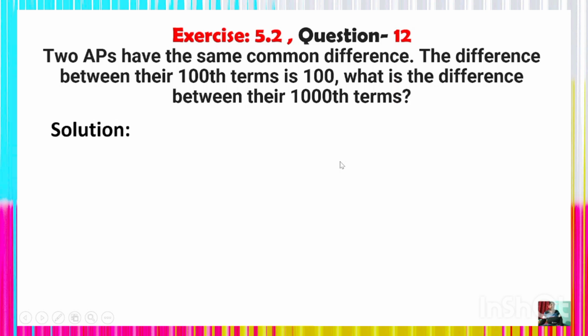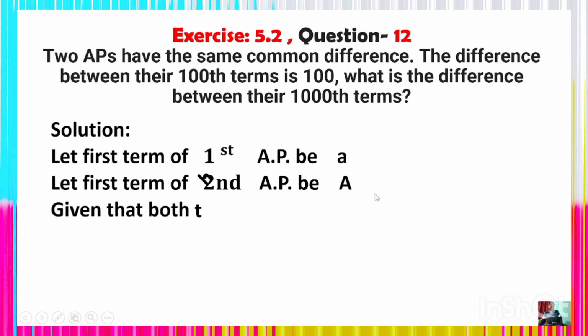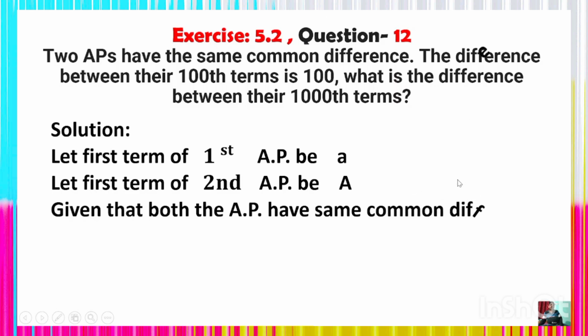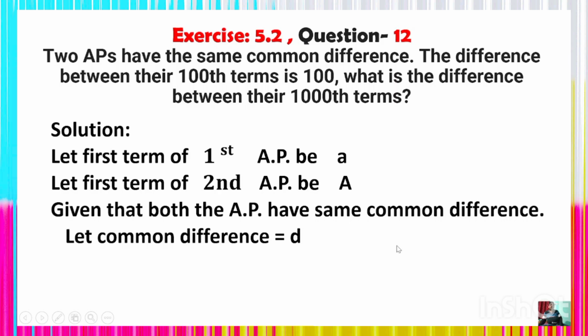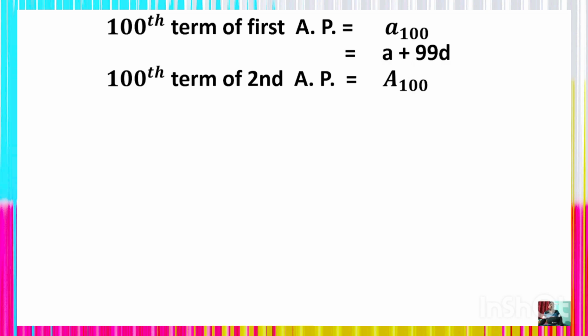Look at the solution. This is one of the important problems from your NCERT book. Let the first term of the first AP be small a and the first term of the second AP be capital A. Given that both APs have the same common difference, let the common difference of both APs be d. Now see the 100th term of the first AP, which is a100, which is a plus 99d. In a similar manner, the 100th term of the second AP, which is capital A100, is capital A plus 99d, right?